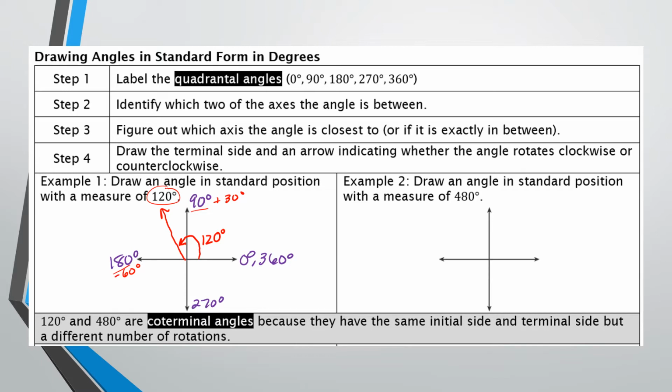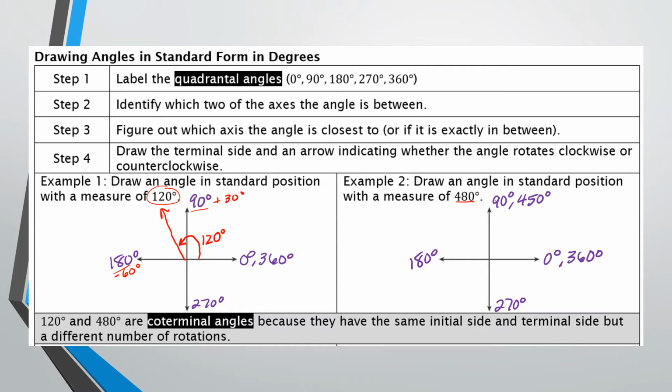For example 2, we're going to do almost the exact same thing. I'm going to start out the same way. I'm going to put my quadrantal angles onto my graph. But what you'll notice is that 480 is not in between any of the angles that I have written up there right now. It's too big. So what that means is that the angle 480 is more than one full rotation. So what I'm going to do is continue adding 90 to 360 until I get two angles that I know 480 is in between. So if I add 90 to 360, that gives me 450.